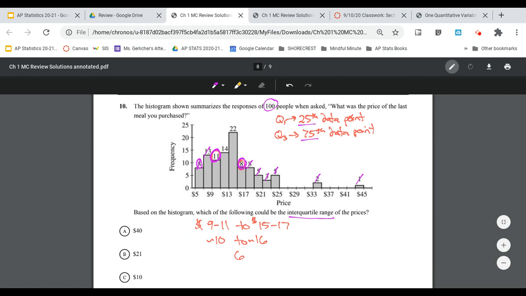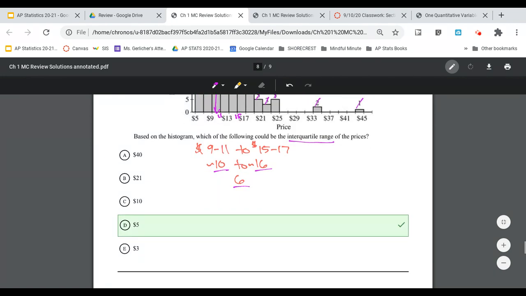Okay, so this one, the bottom one, is between 9 and 11. The top one is in between 15 and 17. So I just guesstimated, okay, let's go with 10 and 16, kind of in the middle. So that would give us an IQR of 6. So I went through and I found the one that was closest to that, 5.